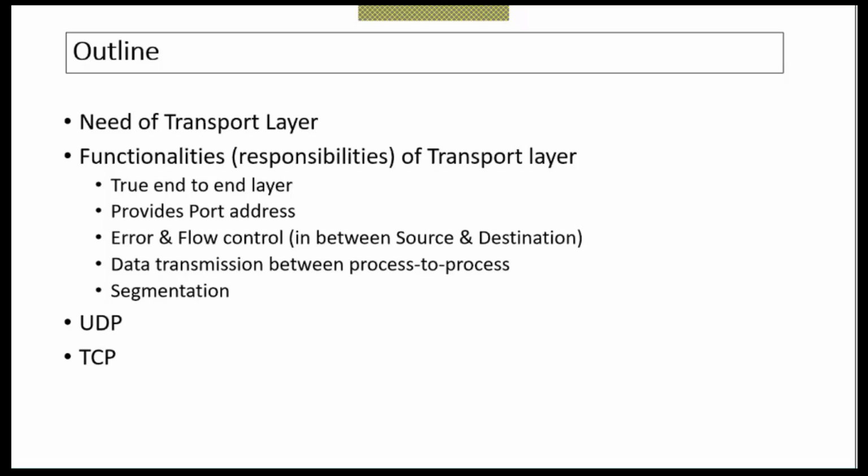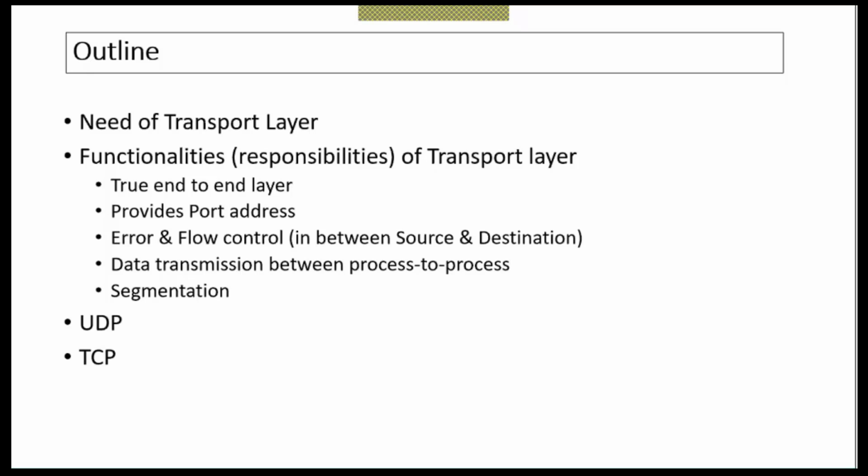The reason is whatever the error control and flow control mechanism you learn for the data link layer, the same mechanism is applicable here. Only the difference is data link layer used to do the error control and flow control from hop to hop. Let's say a source to switch 1, switch 1 to switch 2, switch 2 to switch 3, like that. Data link layer. Whereas transport layer will do the error control and flow control from source to the destination.